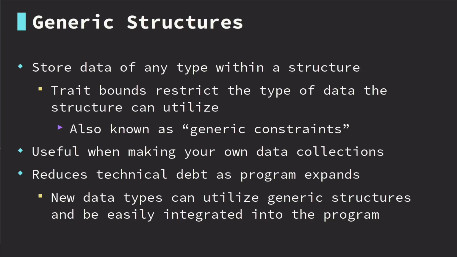For example, you could make custom data collections that are only applicable to data that exhibits specific traits. This is nice because you can add functionality specific to your needs and data types, and you don't have to worry about the collection being able to handle data outside the scope of the types you want to be working with. This results in less technical debt as your program expands. You can utilize new data types with existing generic structures, and they can be easily integrated into your existing code.